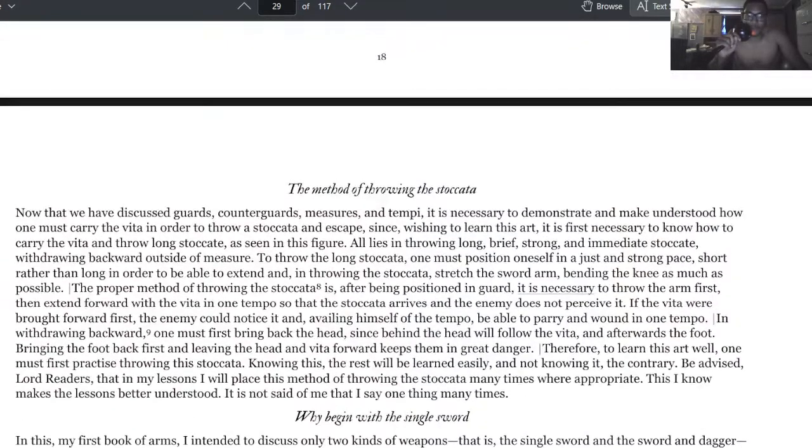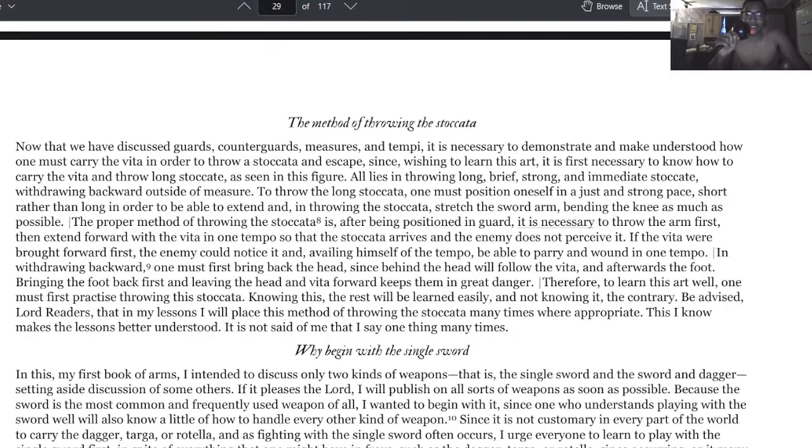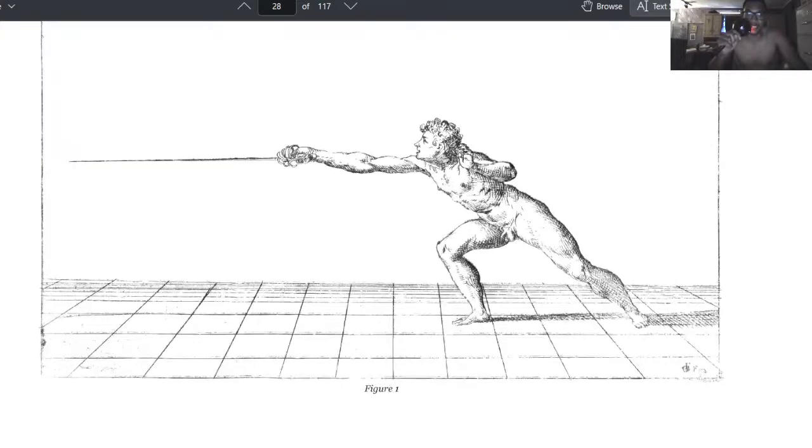The method of throwing the stoccata. Now that we have discussed guards, counter guards, measures, and tempi, it is necessary to demonstrate and make understood how one must carry the vita in order to throw a stoccata and escape, since wishing to learn this art, it is necessary to know how to carry the vita and throw long stoccate, as seen in this figure.